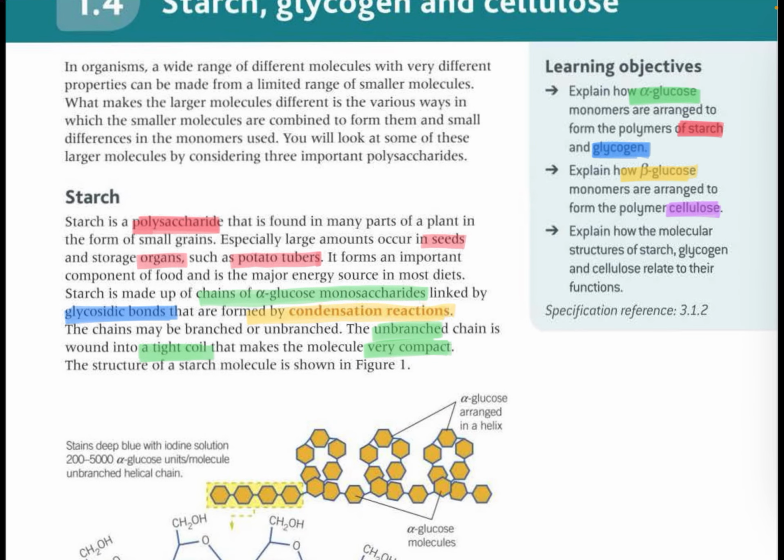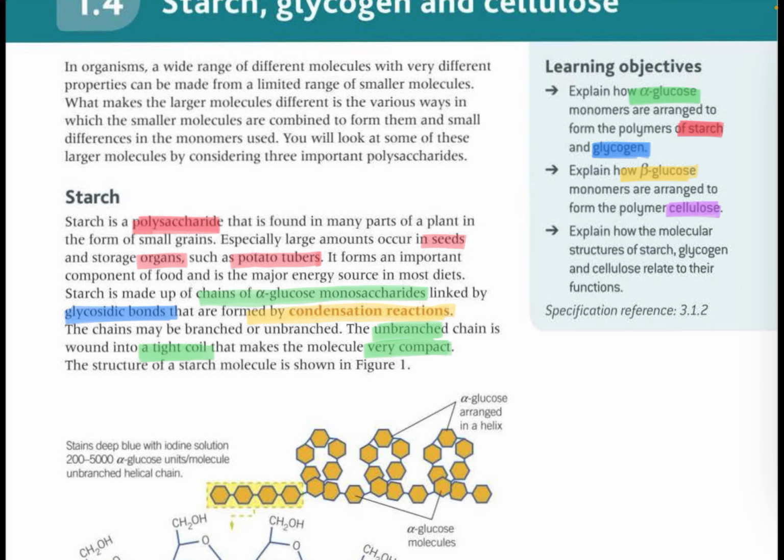So we're going to start off with starch. Now, starch is a polysaccharide, and we mentioned earlier that it is stored in small grains or granules. You could find it in chloroplasts, you could find it in seeds, storage organs such as potatoes, and we know potatoes are very starchy, and that is because they have a really high starch concentration or starch storage.